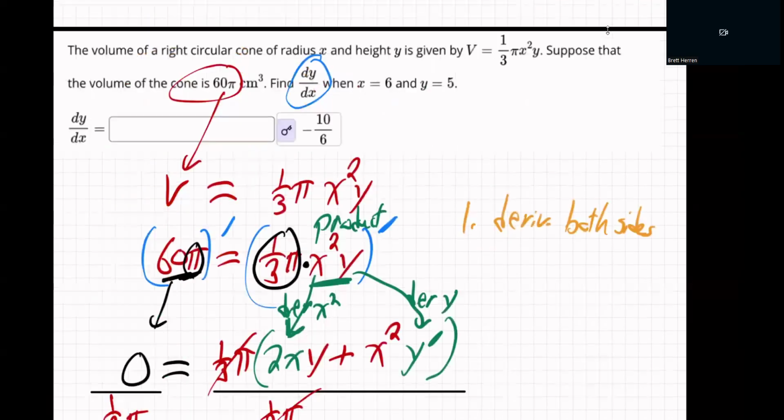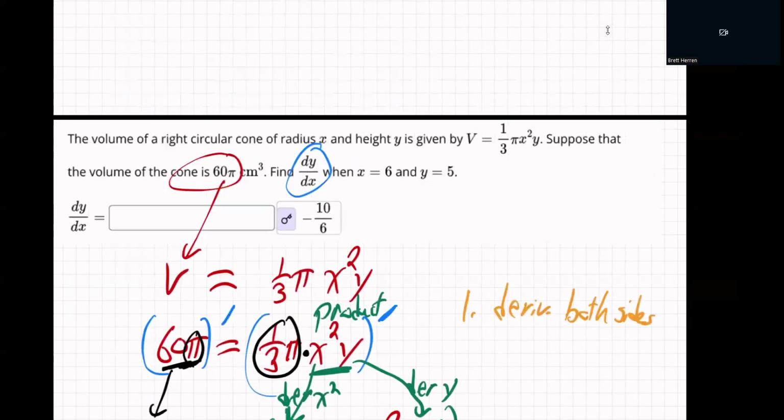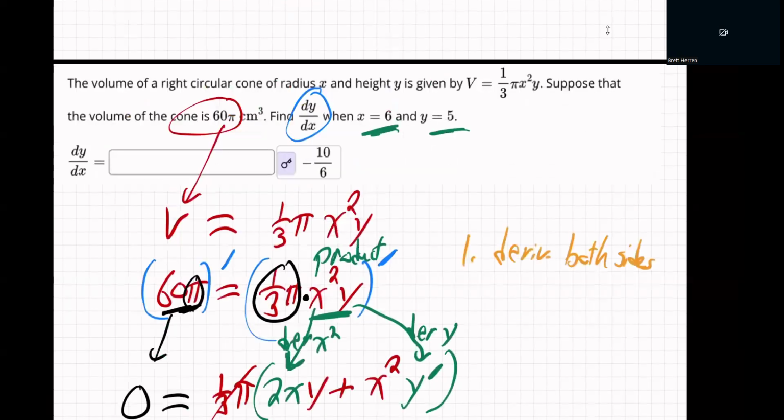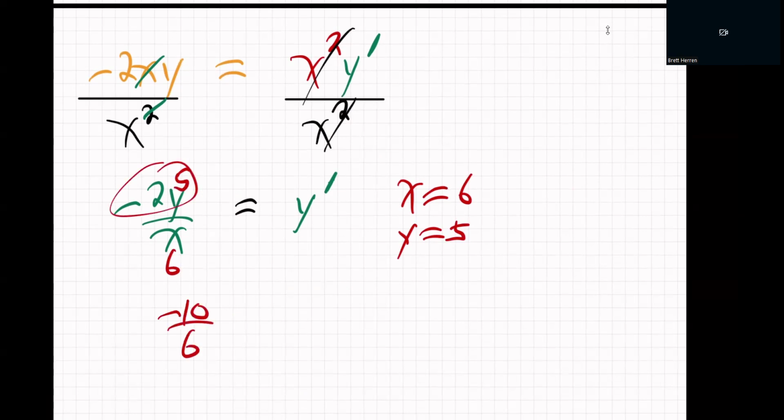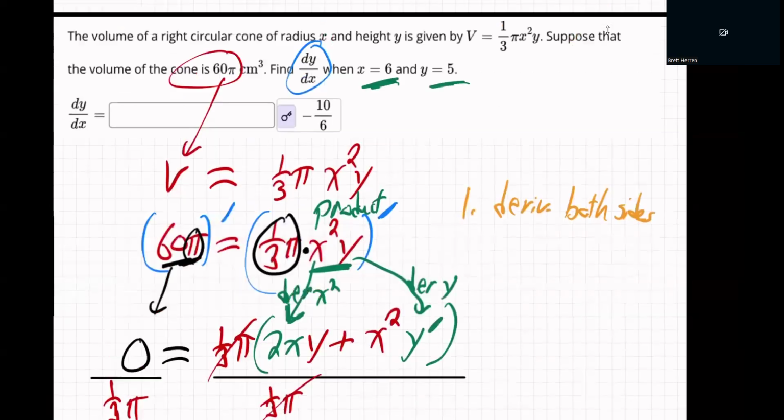There's y prime. Now, okay, finally they want us to plug in x is 6, y is 5. So minus 2 times 5 is minus 10 over x, which is 6. And there we go, minus 10 over 6. We got it. And so there we go.